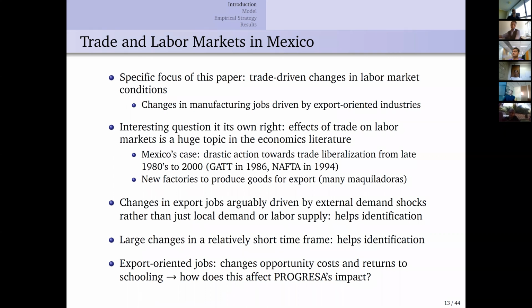We think they change the opportunity costs. That's actually been well established. They also change the returns to schooling. And so we're interested in understanding how this affects PROGRESA's impact.